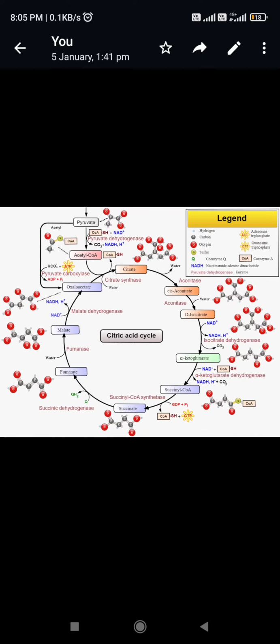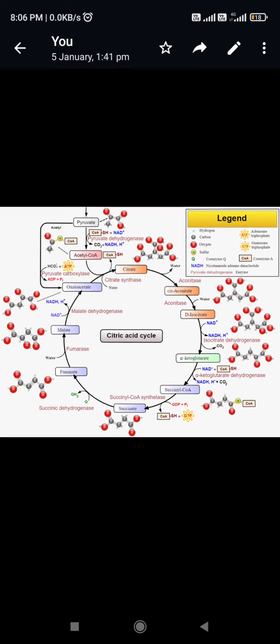The fourth step is the second oxidative decarboxylation. Here alpha ketoglutarate is converted to succinyl-CoA in the presence of the enzyme alpha ketoglutarate dehydrogenase.